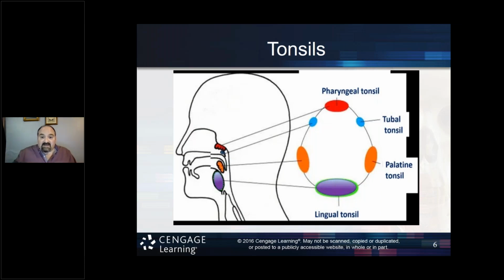Then we have the palatine tonsils. When a patient says, my tonsils are swollen, these are the tonsils they're talking about, the palatine tonsils. Here you have the roof of the mouth, and here's the oral cavity, folks. And lastly, we have the lingual tonsil, which is at the base of the tongue. You see the tongue right here, and here's the base of the tongue.